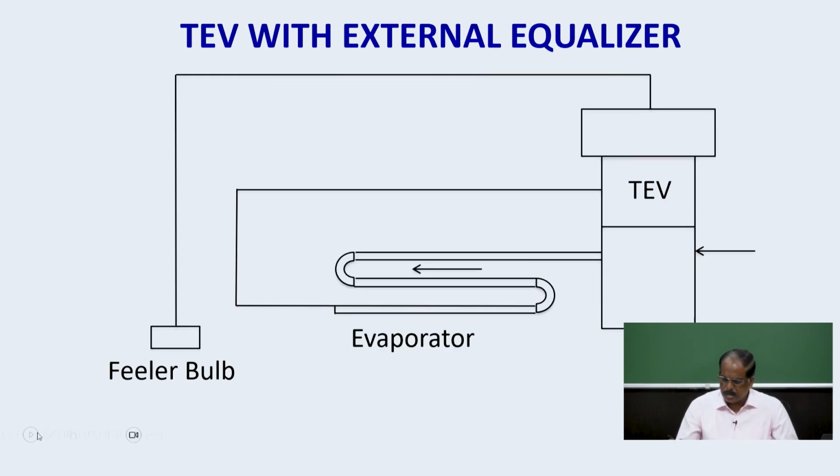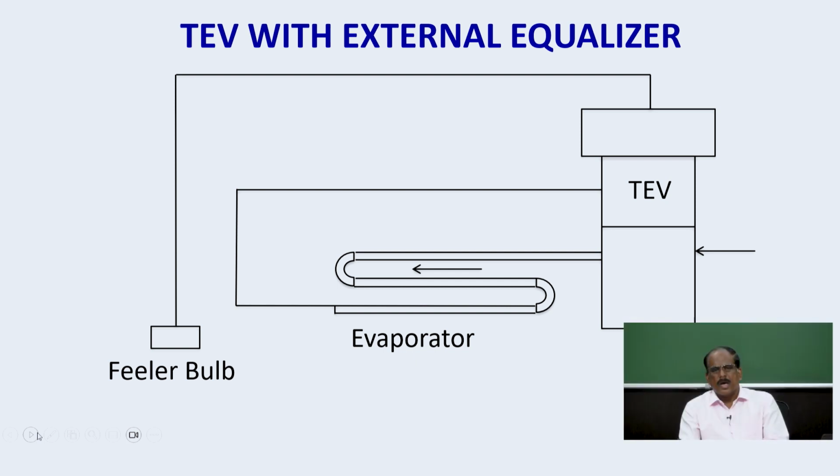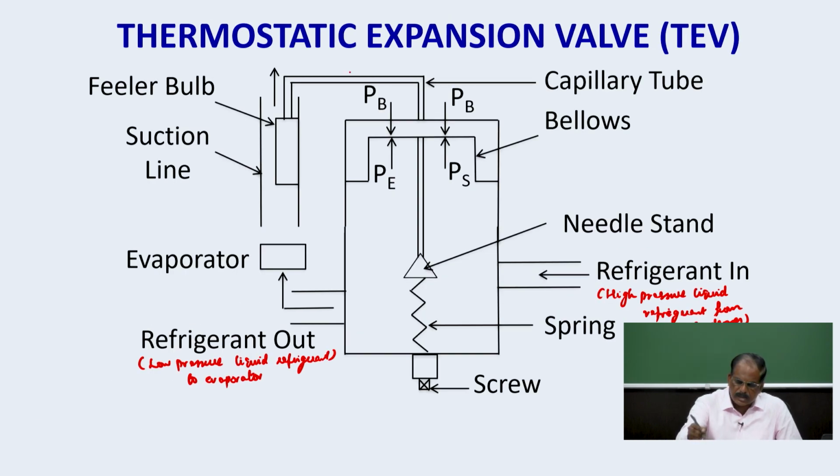That is what is shown here. So, if the evaporator pressure is fed to the bellows or the diaphragm with the help of a tube acting on the bottom portion of the bellows, then it is called TEV with external equalizer. Otherwise, it is called TEV with internal equalizer. And similarly, if the power fluid used is different from the refrigerant, then such a device is called thermostatic expansion valve TEV with cross charge.